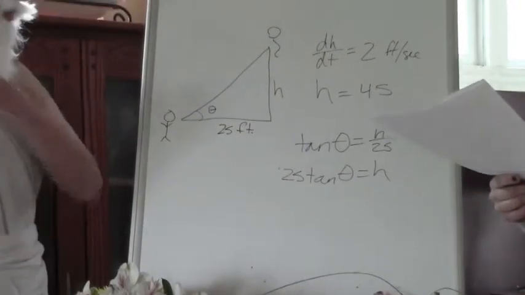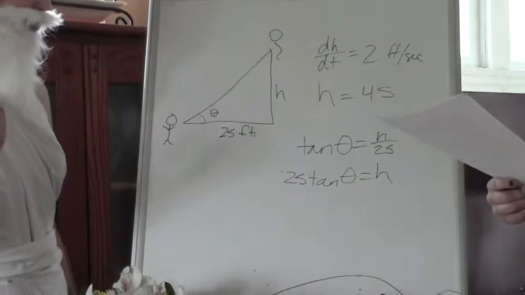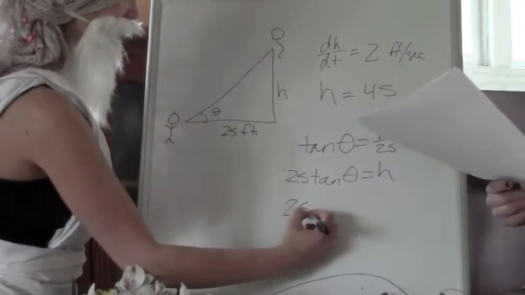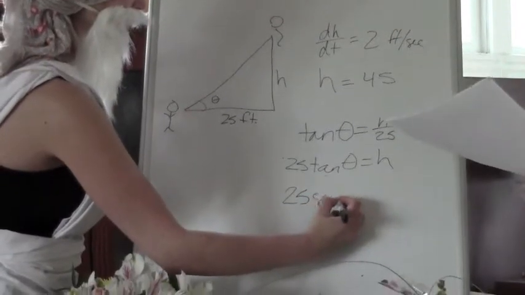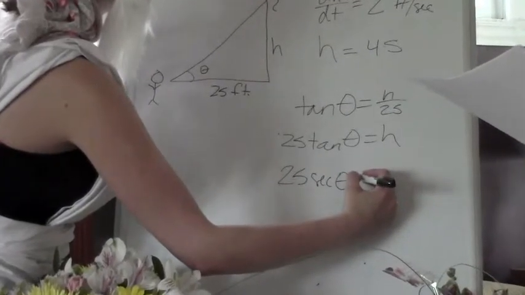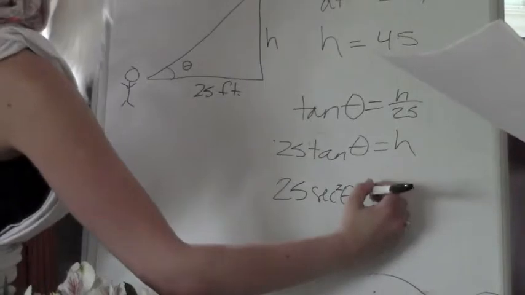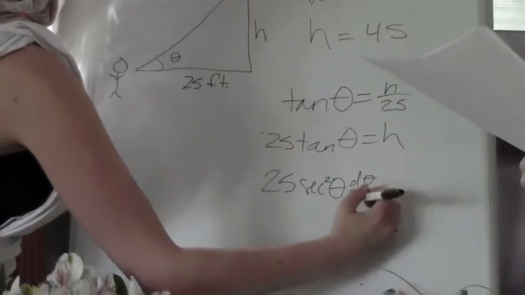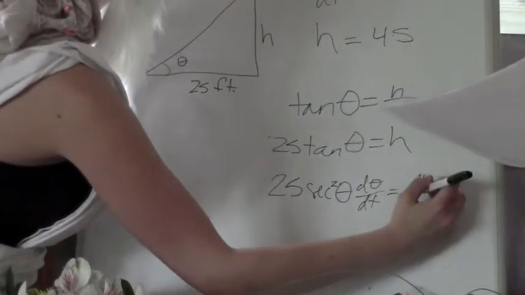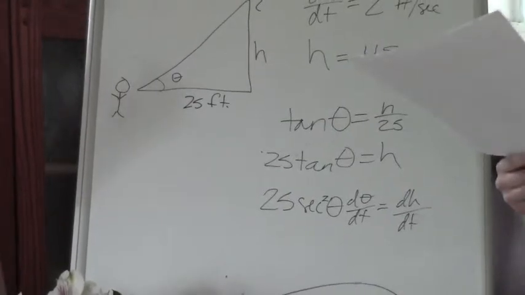To get the rate of change of theta at any given time, at any given h, we need to take the derivative. This is equal to 25 secant squared of theta d theta over dt is equal to dh over dt. We can then sub 2 in for dh over dt.